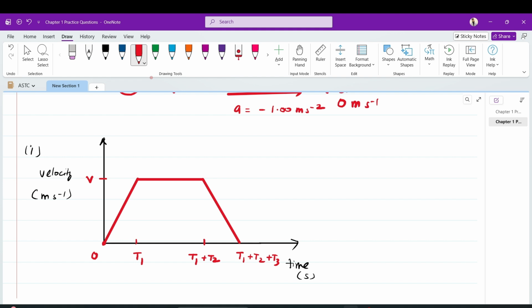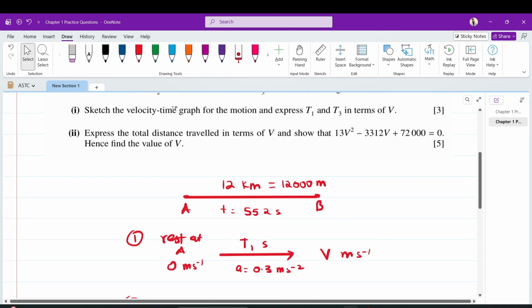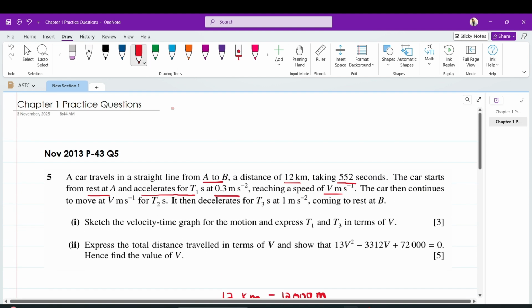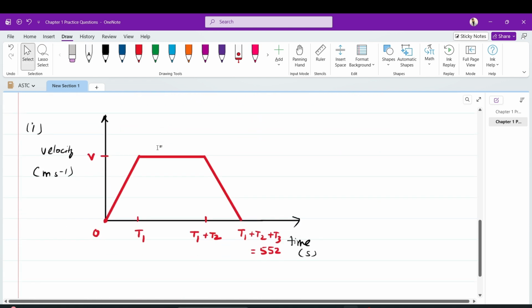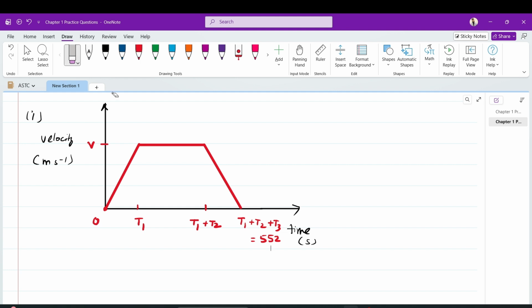And the sum of all that time is actually equal to 552 seconds because that was given to us. All right, so you can see it says that it takes 552 seconds for the entire journey. So I'm going to write just 552 seconds. But keep this in your mind that this is t1 plus t2 plus t3 equals 552 seconds. So that is the first part of the question.